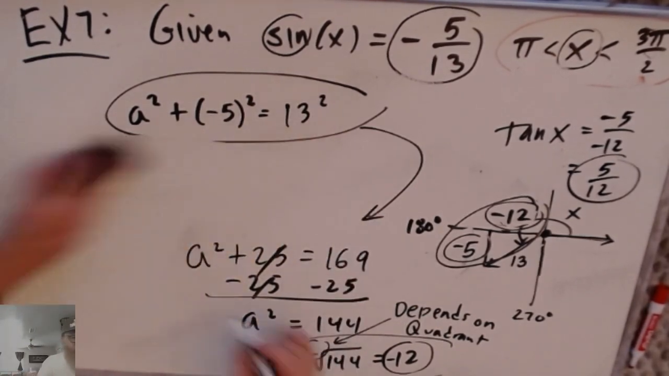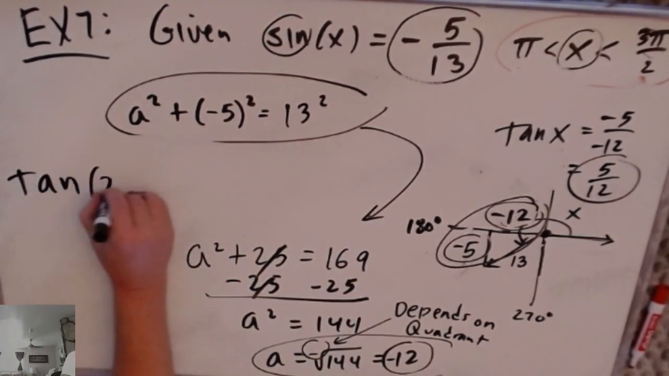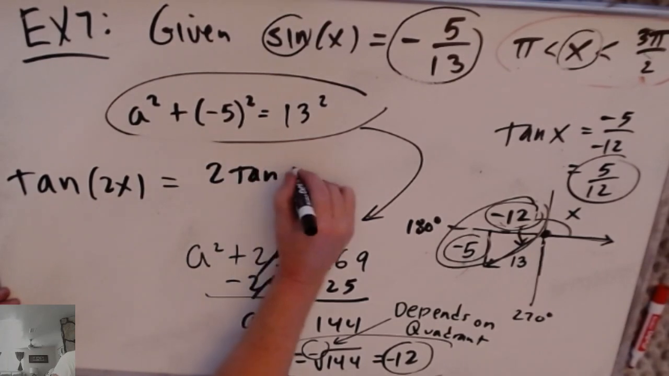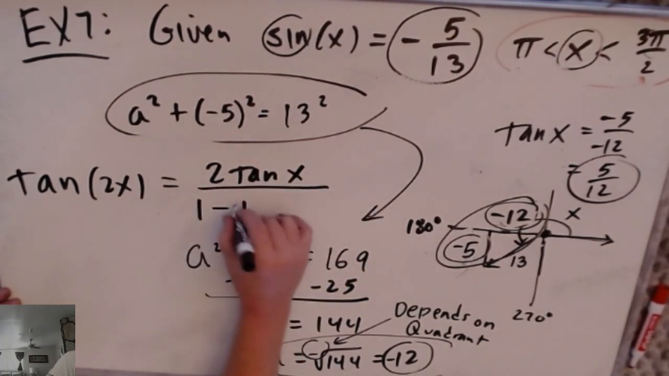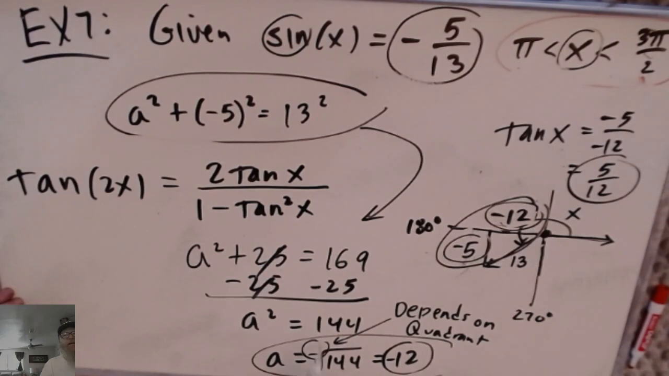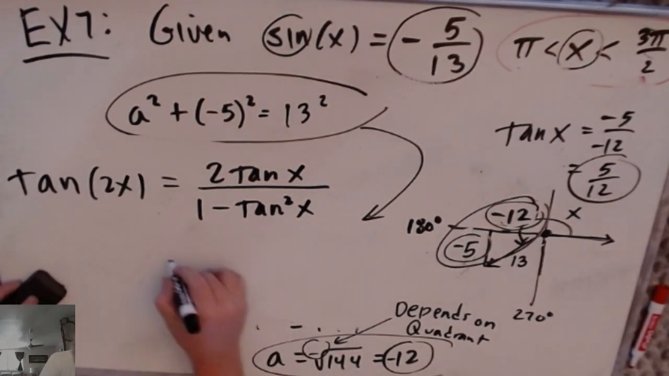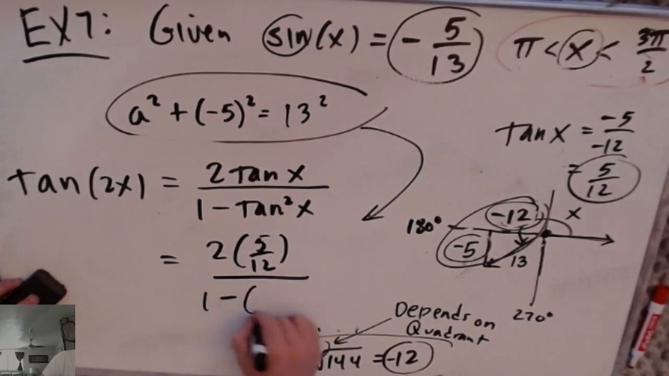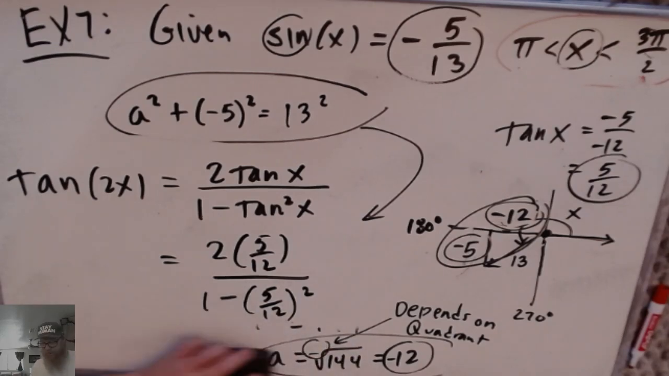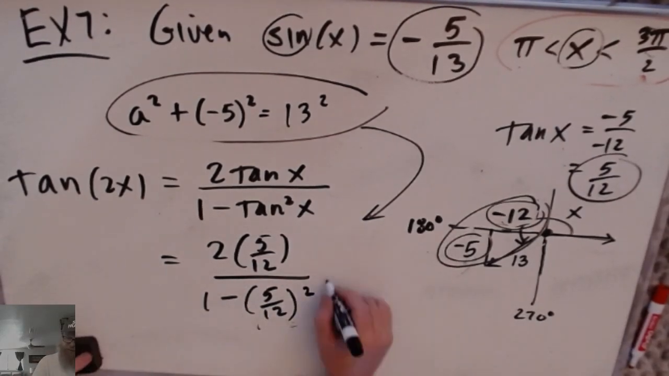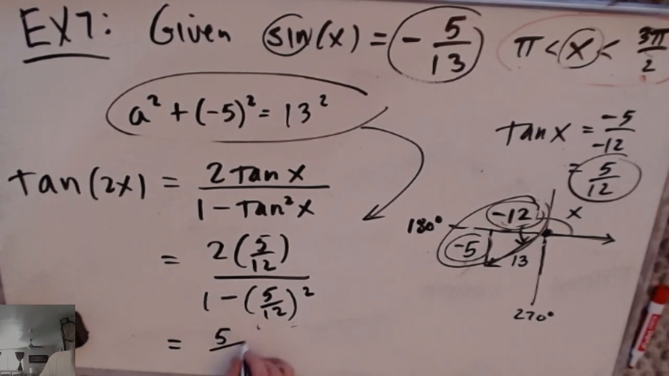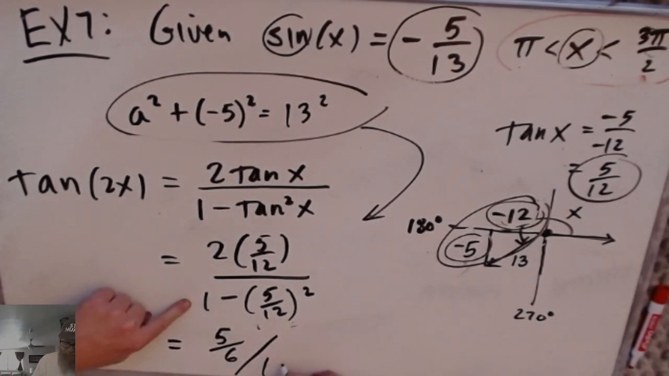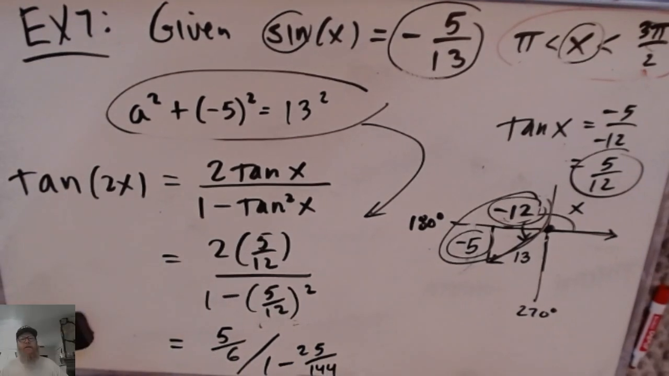So now I can use my formula. Tan 2x is 2 tan x over 1 minus tan squared x. And I can easily finish the job here: 2 times 5/12 over 1 minus (5/12) squared. And now it's just fractional math. You're going to get 5/6 over 1 minus 25/144.